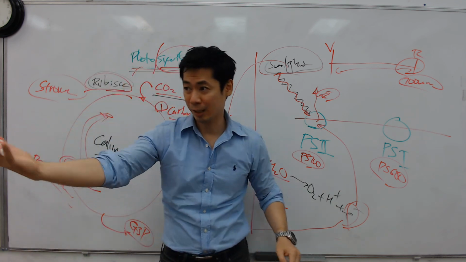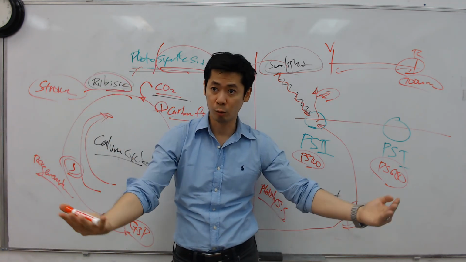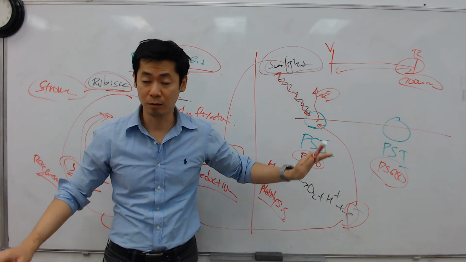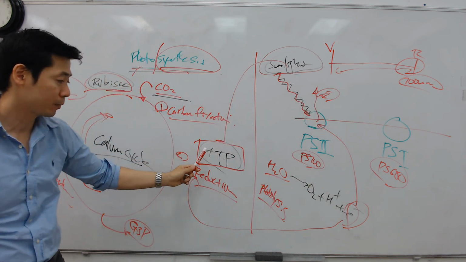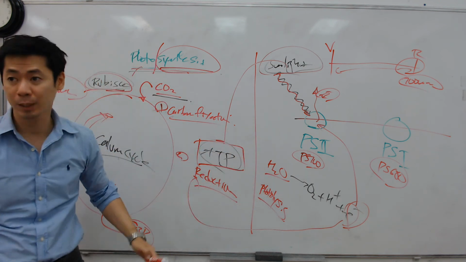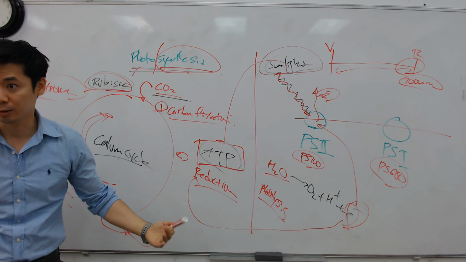You probably heard this, right? Like, what do you need for plants to grow? Sunlight and water. That's all you need. Sunlight ultimately provides them the energy. We haven't really converted to the ATP yet. And the water provides them overall the electrons. That's all they need.